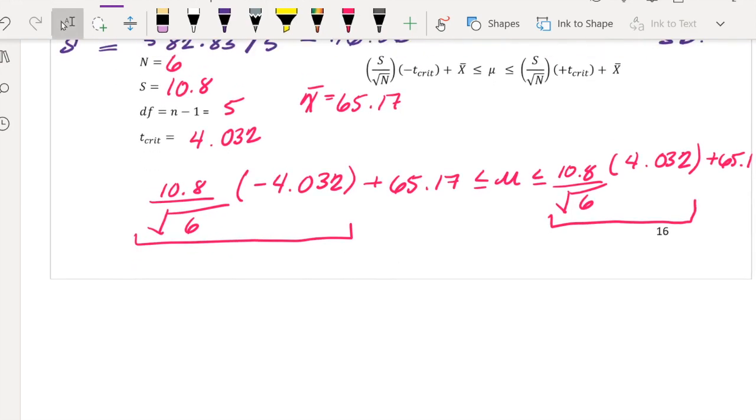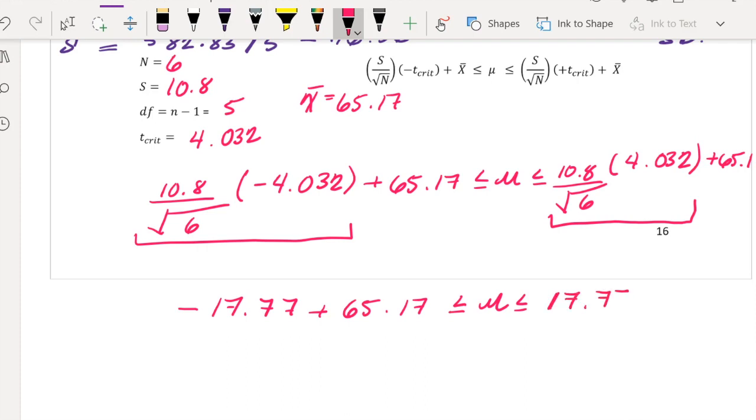And that is going to be a value, negative 17.77 plus 65.17. Here on this side is positive 17.77 plus 65.17, and then you just do the addition on either side, and I got 47.39 on this side, and on this side, I got 82.94.